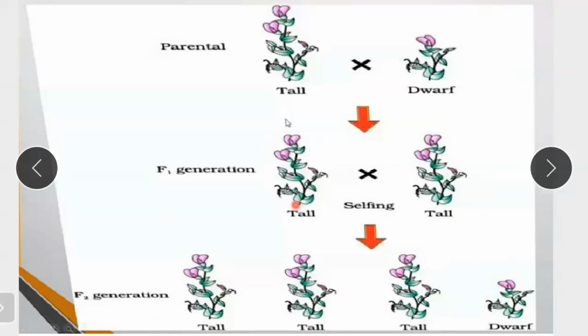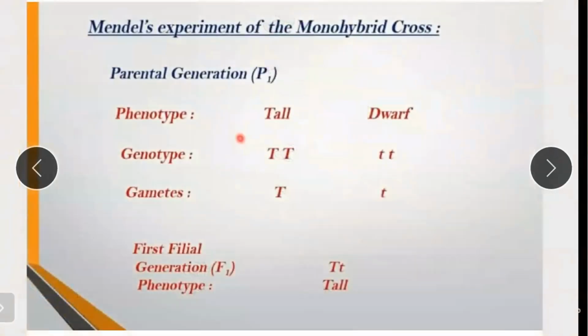Okay, this is all about the monohybrid cross. See, this is a Punnett square. Now, parent generation P1, here the phenotype is what? Tall and dwarf. Genotype means what? The presence of the genes. Capital TT means tall, and small tt means dwarf. What are the gametes here? Single T and small t. Now, the first filial generation, what does it show? The phenotype: most of the plants were tall.